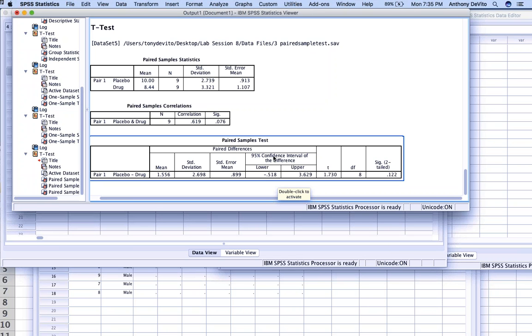In other words, we're 95% sure that the true mean of the differences of the entire population would have been between minus 0.5 and plus 3.6. What number is between those two? Zero. Zero is not outside of that confidence interval. That's another reason why I can't reject the null hypothesis.